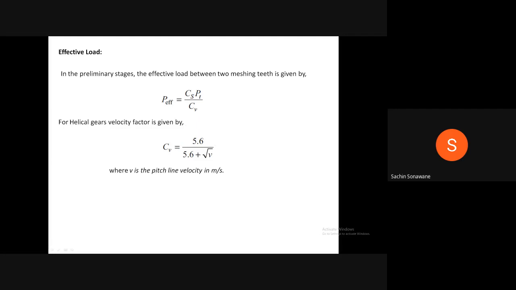Always remember, for helical gear, we have to use this formula only. Cv is equal to 5.6 divided by 5.6 plus root V, where V is the pitch line velocity in meter per second. Therefore, please write down these two formulas.